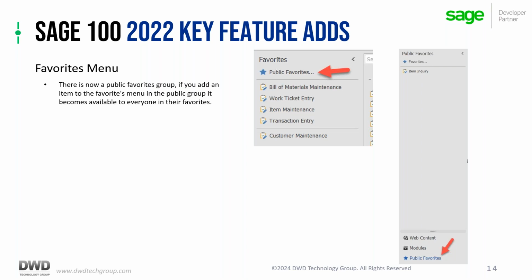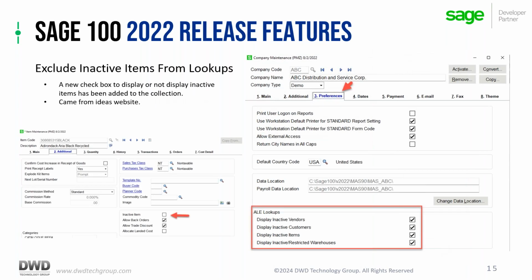Before 2022, this was an individual thing. You could set up favorites, but they were for individuals. So it was a nice feature add that actually they've extended even a little bit further in the newer versions. Exclude inactive items from lookup. So in company maintenance, you could go through and check mark under preferences for a company. I don't want to show inactive vendors in lookups. I don't want to show my inactive customers, items, right?